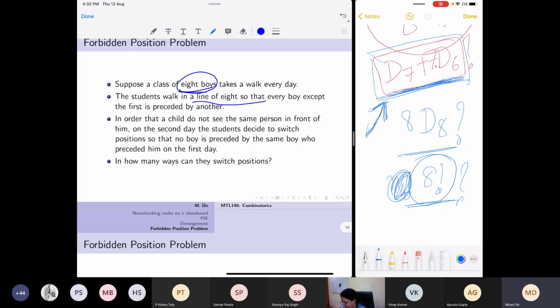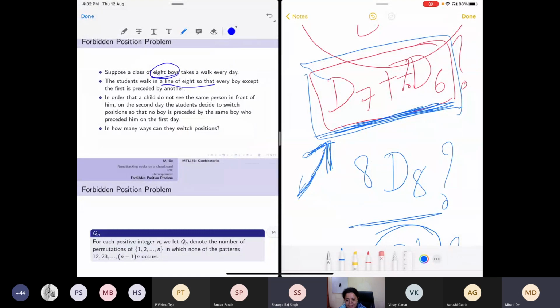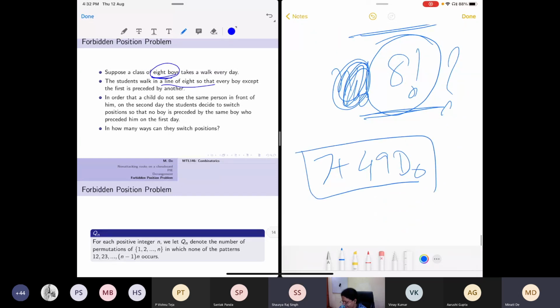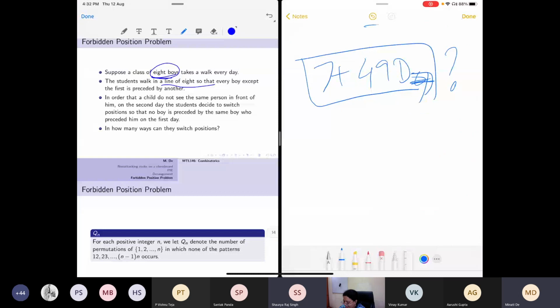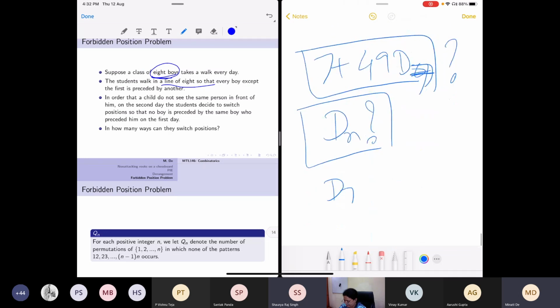Though it's not correct, I am wondering if there is some relation. D7 plus 49 D6? How did you get this? The front one is D7. Okay, you are saying that it is D7 plus 49 D6.